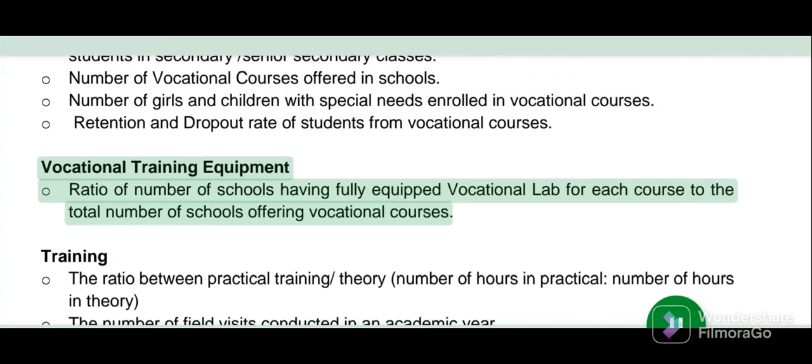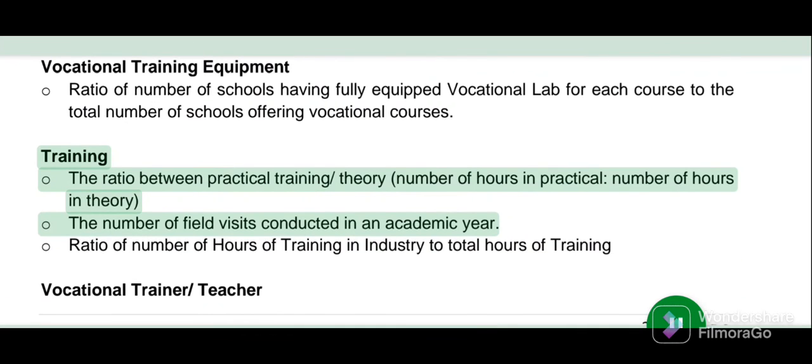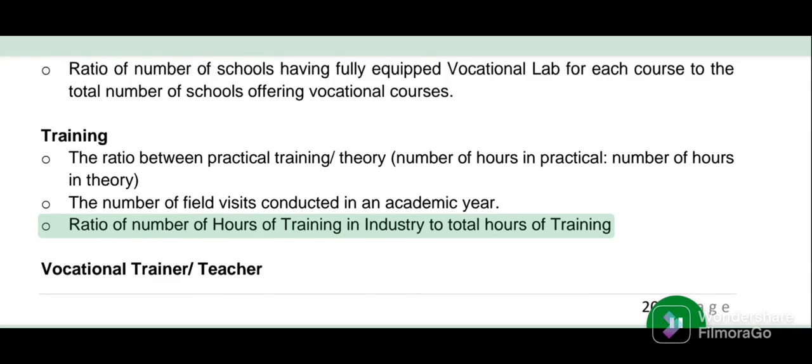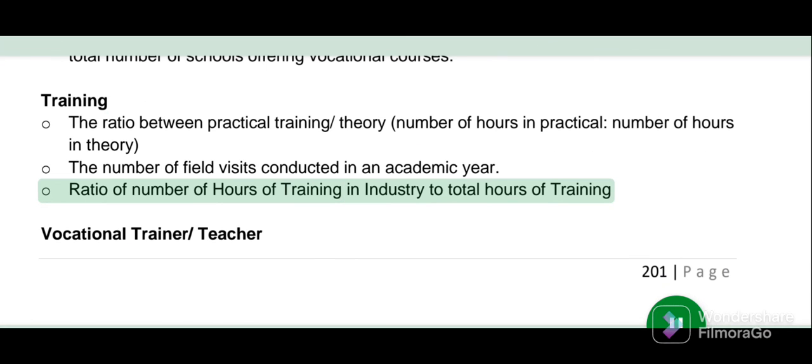Vocational training equipment: ratio of number of schools having fully equipped vocational lab for each course to the total number of schools offering vocational courses. Training: the ratio between practical training and theory, number of hours in practical, number of hours in theory, or the number of field visits conducted in an academic year. Or ratio of number of hours of training in industry to total hours of training.